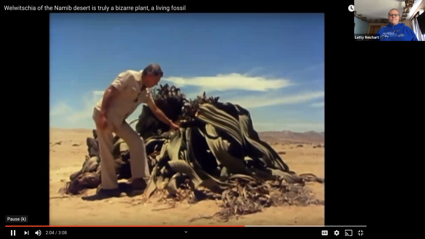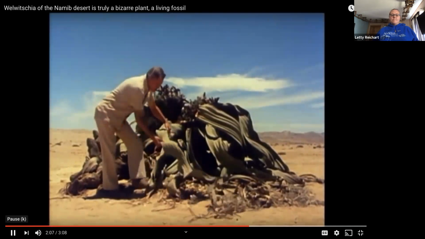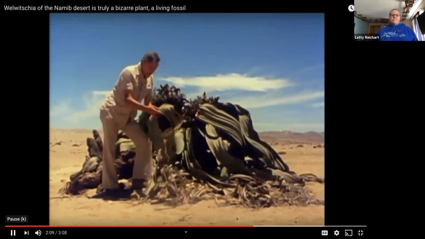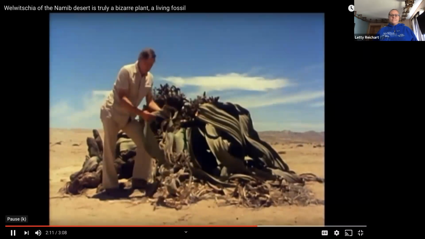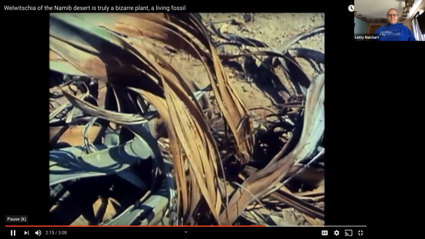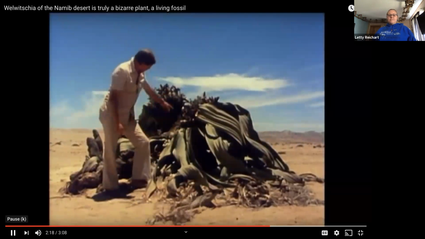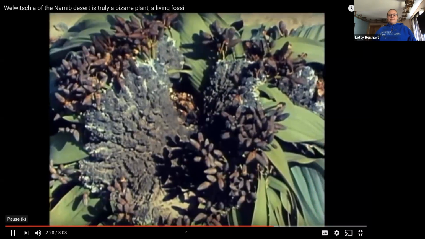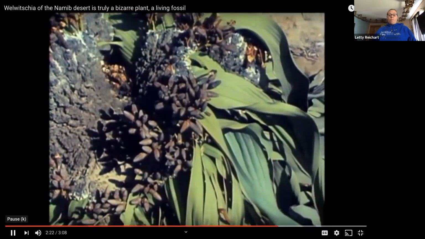And what's more, they do so extremely slowly, so that this length of leaf would have taken about 70 years to be produced. But if it hadn't frayed at the edges, it would be about 400 yards long, because this individual plant is thought to be about 1,500 years old.